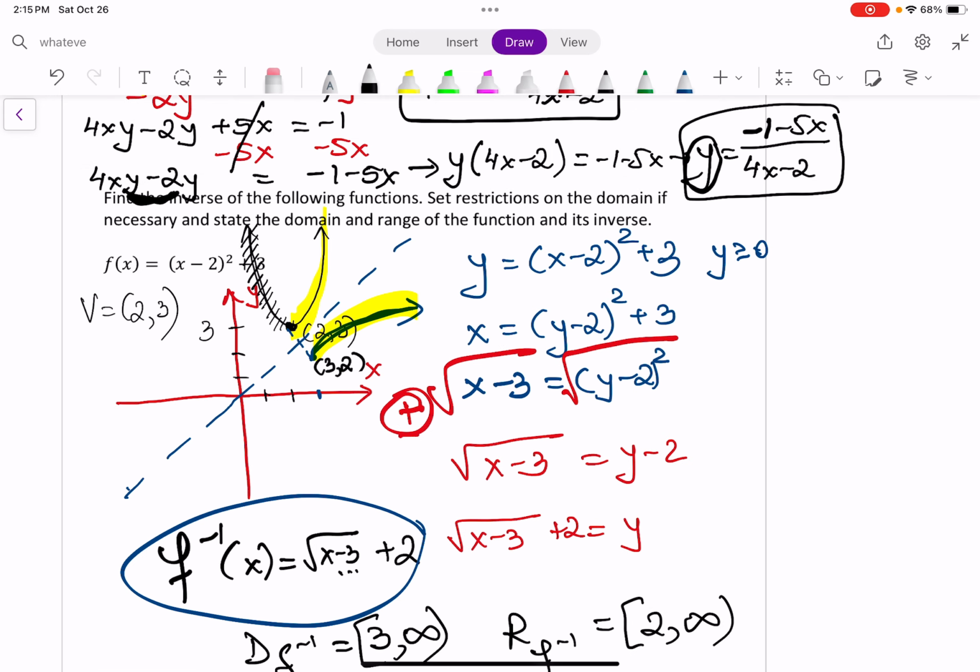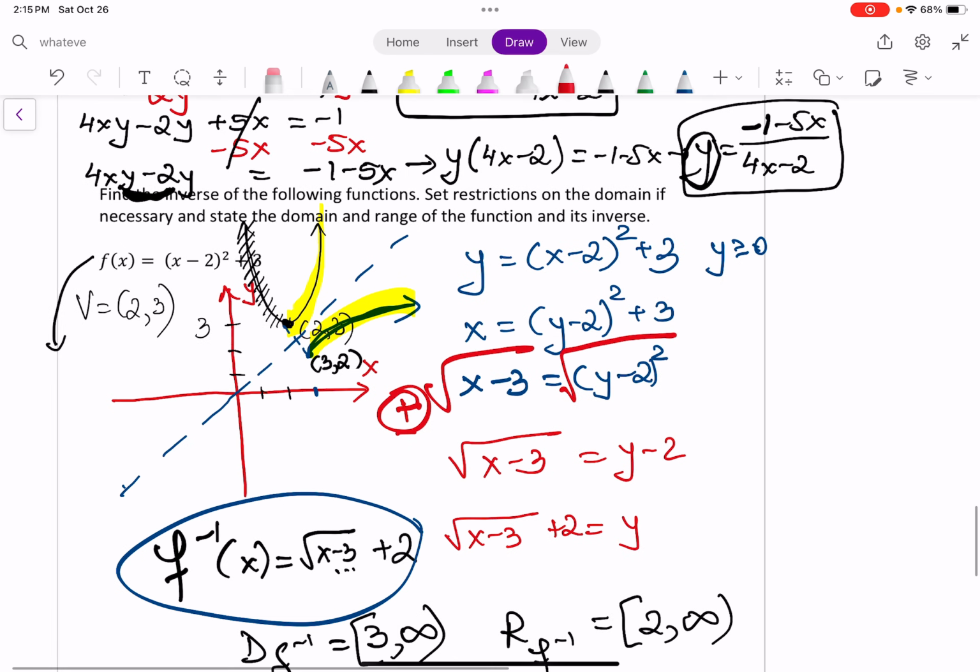Now, on this function right here, if you want to call it the restricted f, you want, but it says find the domain and the range of this restricted function. So we cut it only from 2 to the right. Right? We cut half of the function away. We kept only the side of it that was starting at 2.